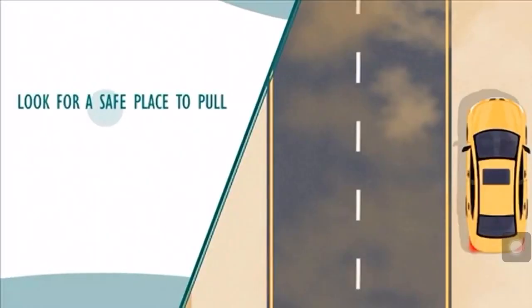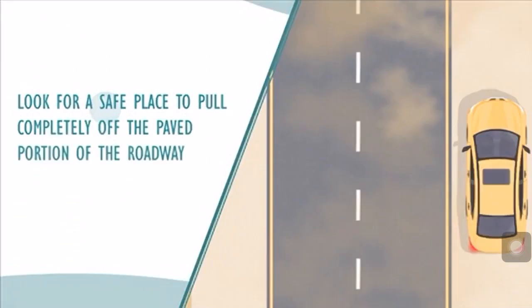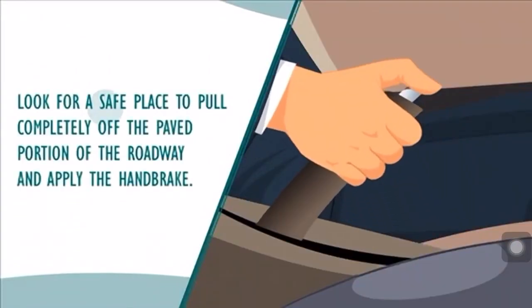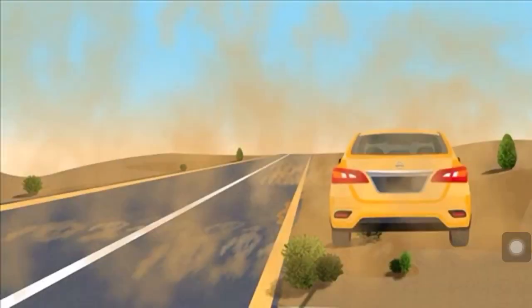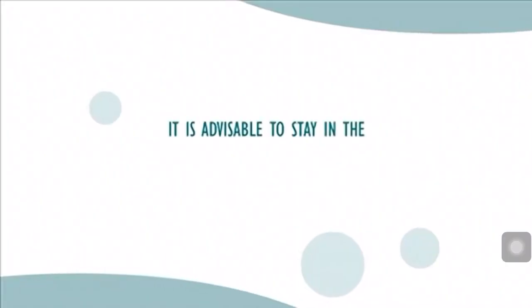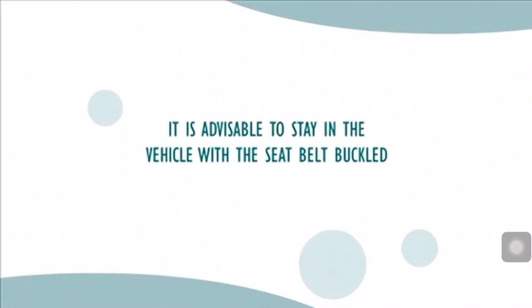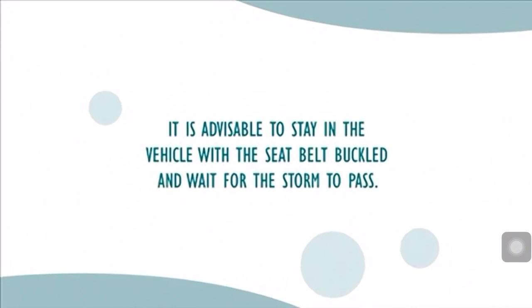Look for a safe place to pull completely off the paved portion of the roadway and apply the handbrake. Turn off all the lights, including hazard lights, in order not to confuse or misguide other vehicles approaching from behind. It is advisable to stay in the vehicle with the seatbelt buckled and wait for the storm to pass.